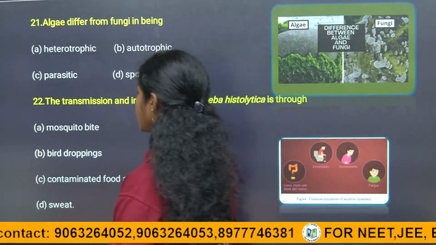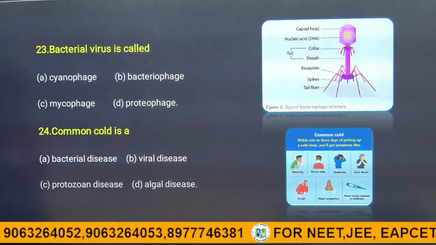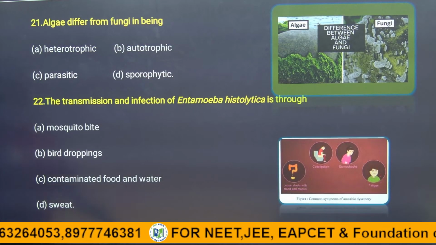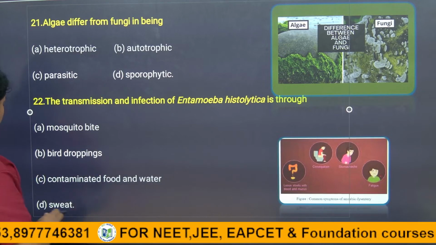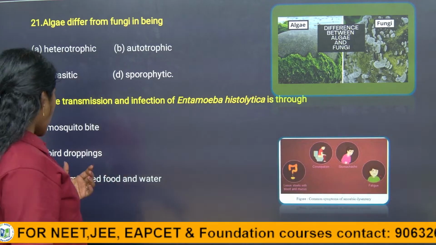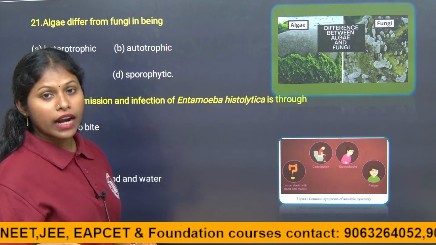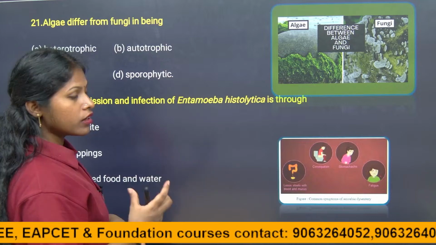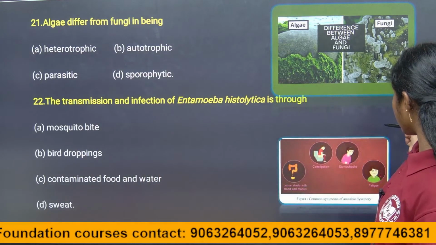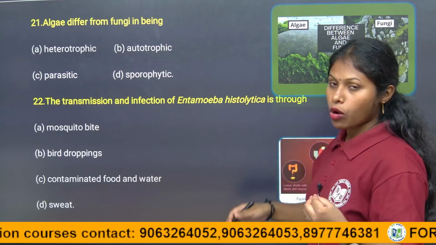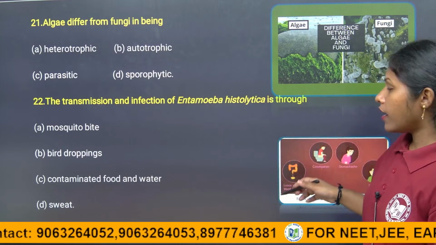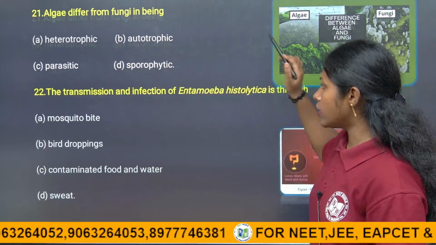So here we see the next question. One minute, children. Here the answer for the first is B, autotrophic. And coming to the 22nd question, Entamoeba histolytica is a protozoan. As it passes through contaminated food and water, it passes to humans. It shows the symptoms of diarrhea, constipation, stomachache and fatigue. These are the common symptoms which persons are affected by this protozoan Entamoeba histolytica.